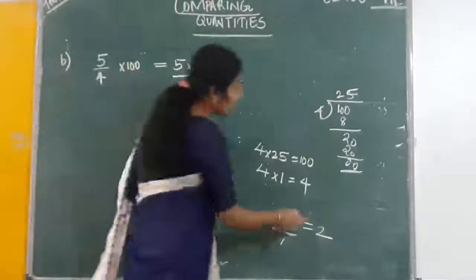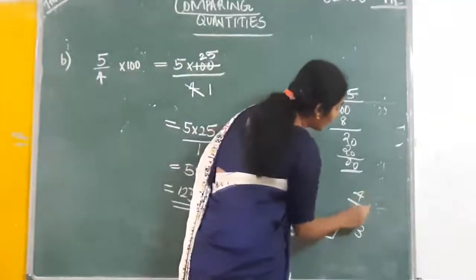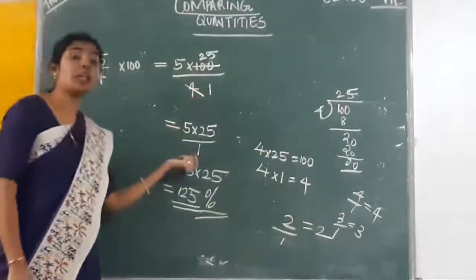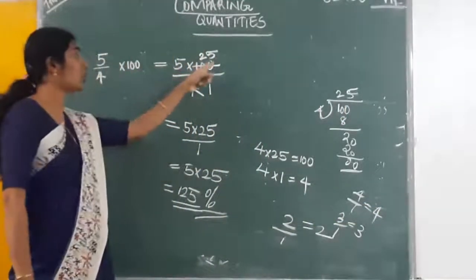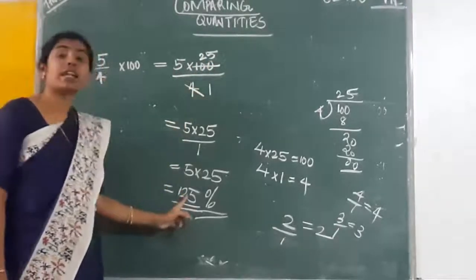Isn't it? 3 divided by 1, what is that? 3. 4 divided by 1, what is that? 4. So any number divided by 1 is the same number. So 5 multiplied by 25 whole divided by 1, that is 125.